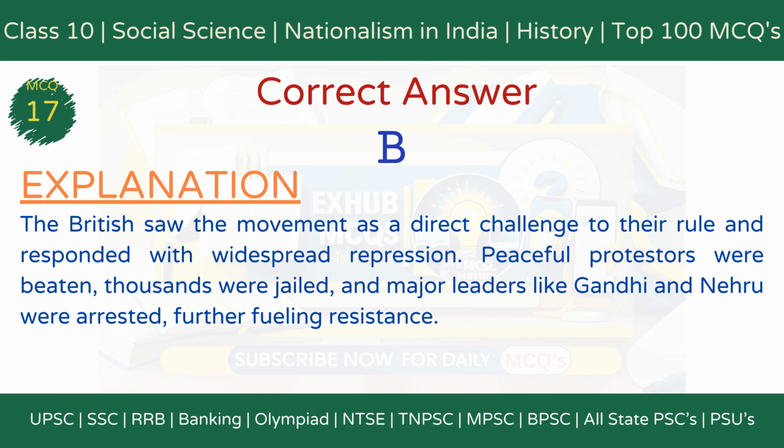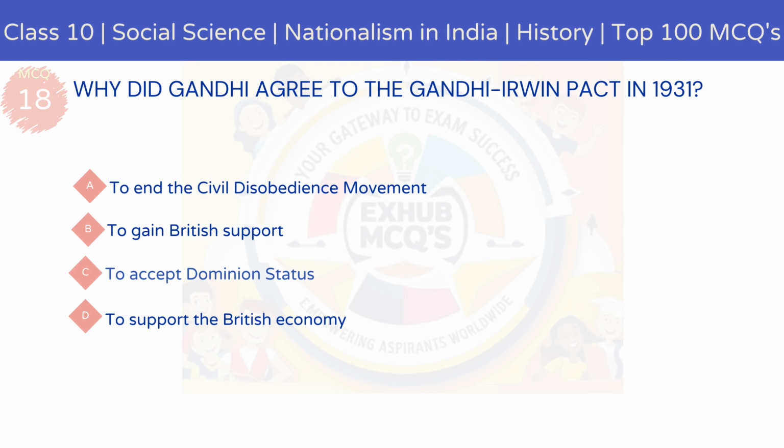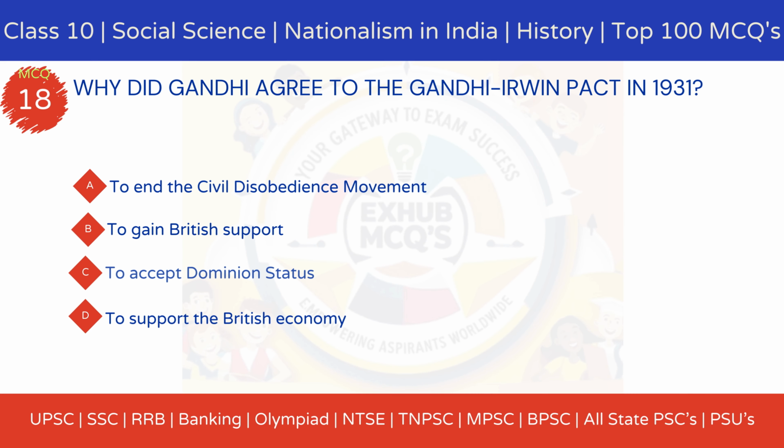Explanation: the British saw the movement as a direct challenge to their rule and responded with widespread repression. Peaceful protesters were beaten, thousands were jailed, and major leaders like Gandhi and Nehru were arrested, further fueling resistance. MCQ 18. Why did Gandhi agree to the Gandhi-Irwin Pact in 1931?